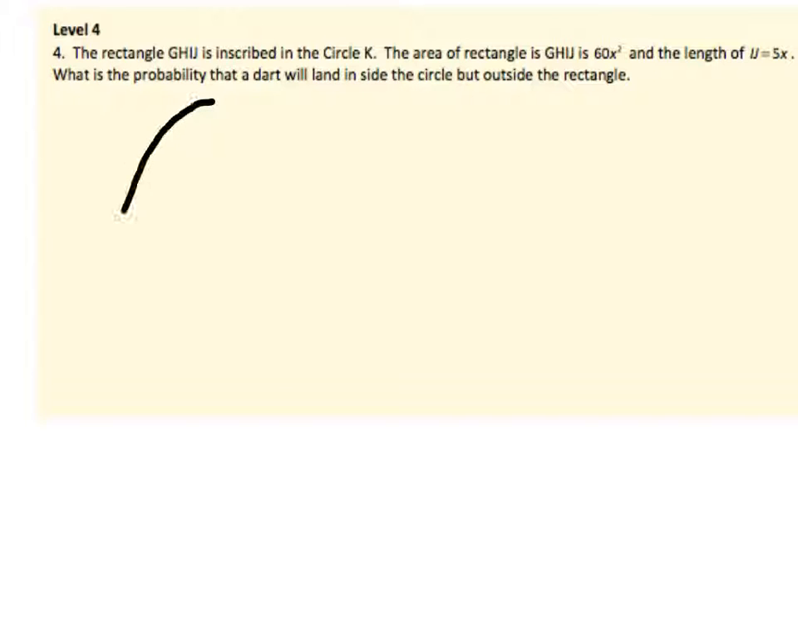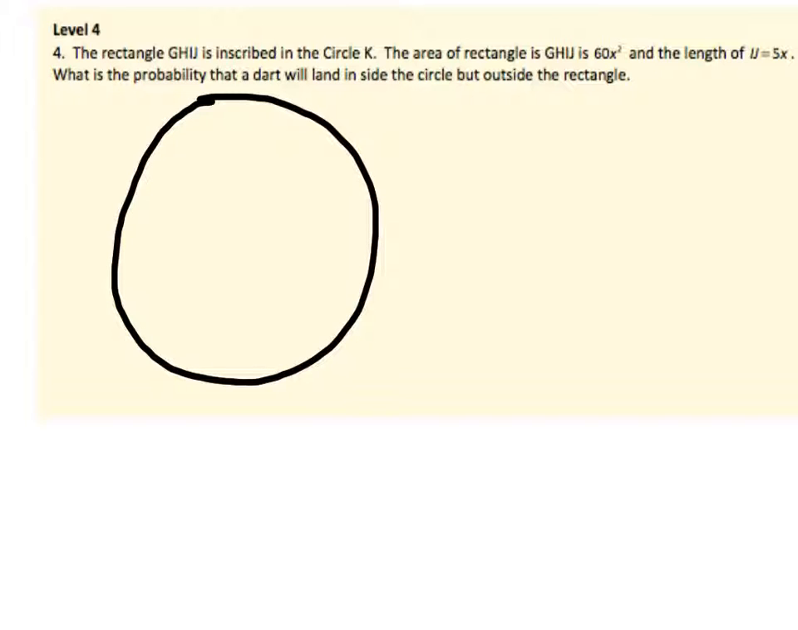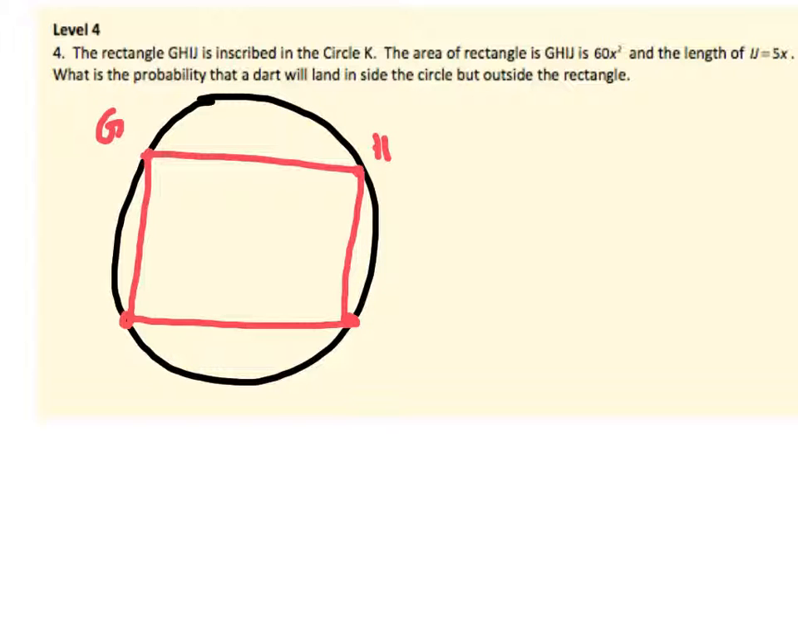So here is a circle. And then if I have a rectangle inscribed, that just means that the corners are on the circle. This is I-J. And then the area of GHIJ is 60x squared and the length of IJ is 5x.